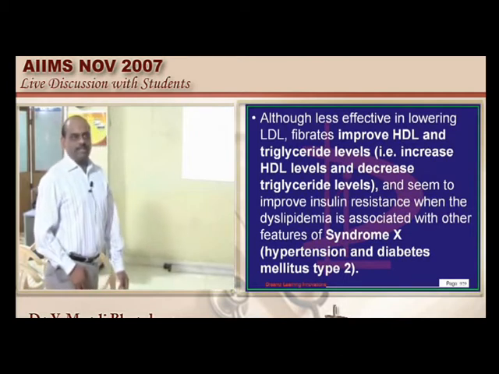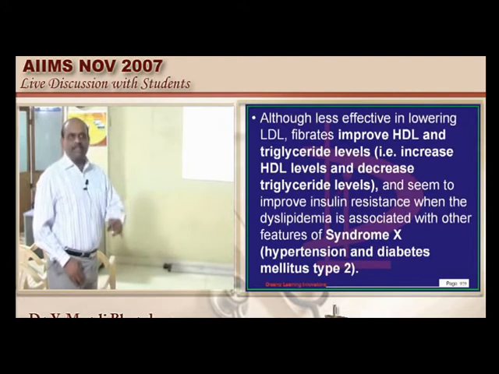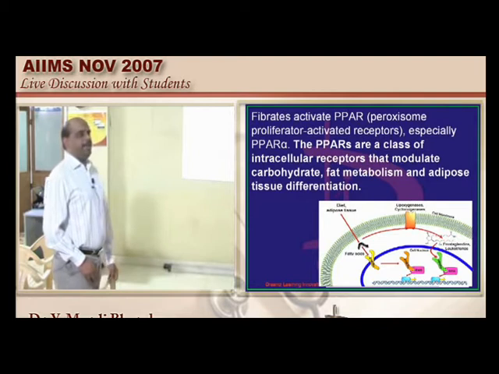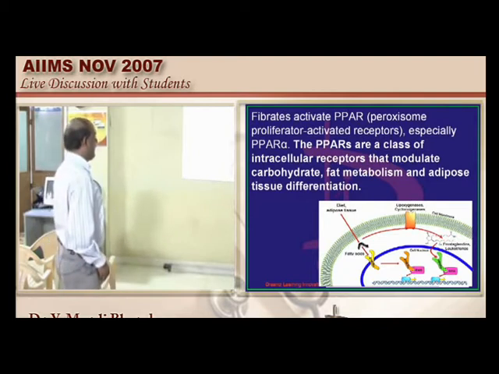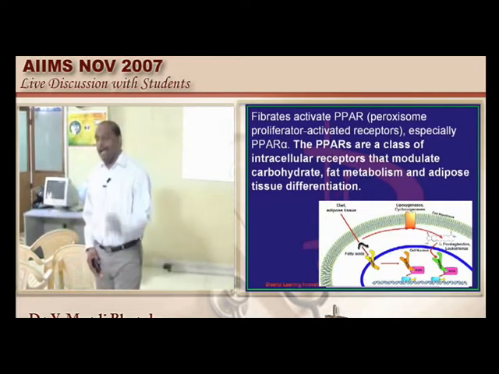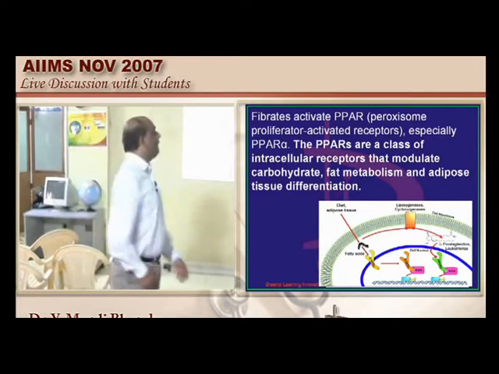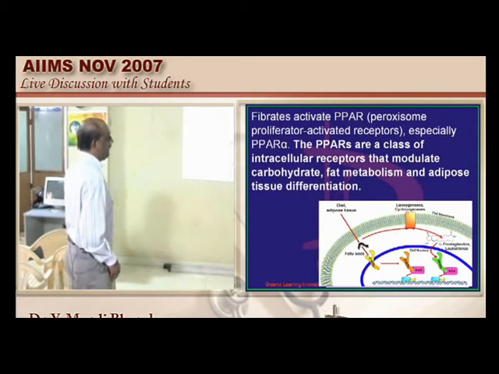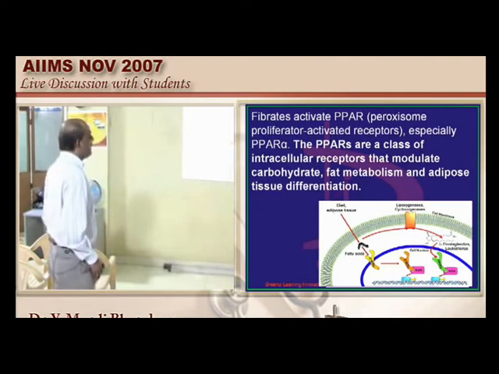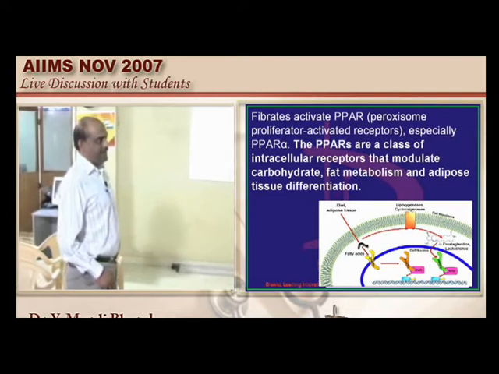So in syndrome X, diabetes, hypertension, obesity, etc., hypertriglyceridemia is the problem and fibrates definitely have a role. Now fibrates act on a very important receptor called PPAR, which is peroxisome proliferator activated receptor, and typically these are intracellular receptors, PPARs, and they are the ones which modulate carbohydrate, fat and adipose tissue differentiation.